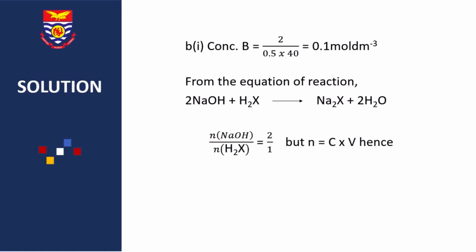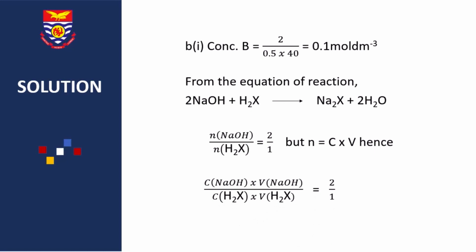Now, from this equation, we can do our mole ratio. 2 moles of the base react with 1 mole of the acid to give us the salt and the water. So, moles of the base over moles of the acid is equivalent to 2 over 1. That is 2 of the sodium hydroxide as against 1 of the acid. But remember that amount n is also given by concentration times volume, that is C times V. So we can now do a substitution here.